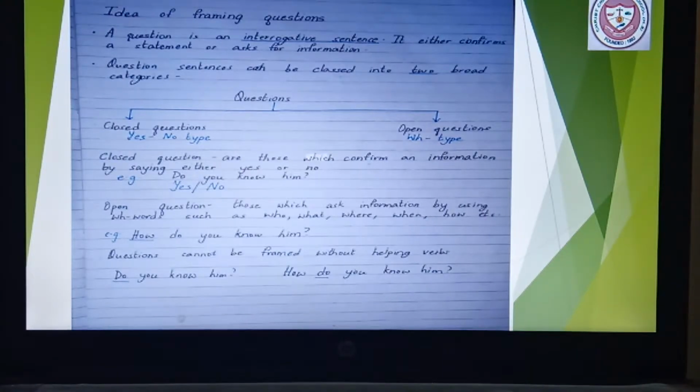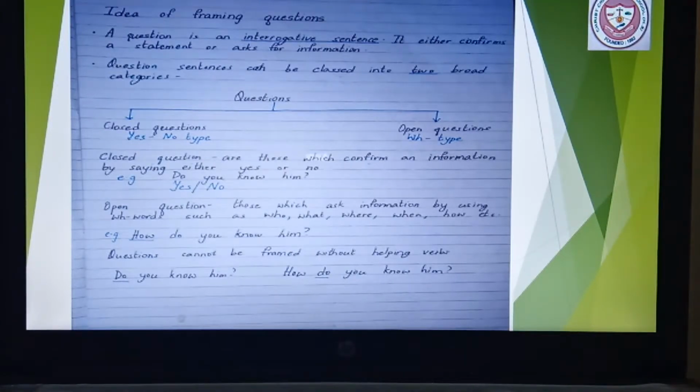It either confirms a statement or it asks for information. What we usually know about interrogative sentences is that they demand particular information. They ask for information. Sometimes it also confirms a statement. So, as I told you, rhetorical questions don't demand an answer, they confirm a particular statement.